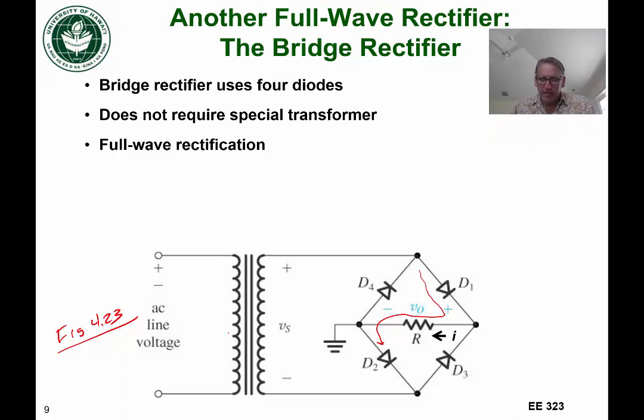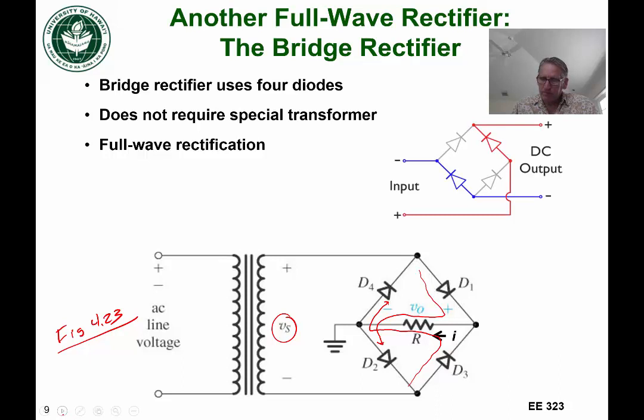And when the phase of the input Vs switches, we're going to get a different pathway. It's going to go through D3 and through like that. So when Vs is positive, D1 and D2 are on, and D3 and D4 are off. And when Vs is negative, D3 and D4 turn on, and D2 and D1 are off. And you can see that from this GIF here. It's a slightly different connection, but you get the idea.